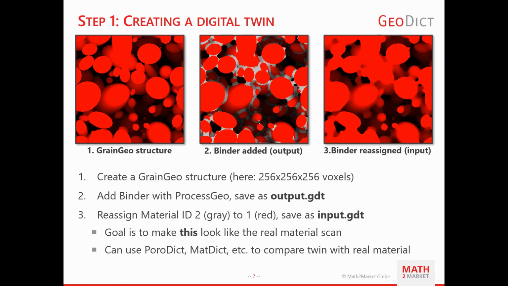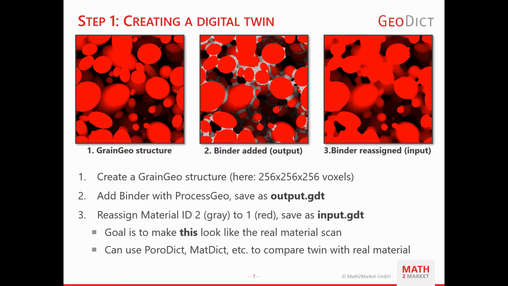The first step in creating our neural network is creating a so-called digital twin. A digital twin is a synthetic microstructure which has similar statistical properties to the material we want to analyze. And of course, we can use the Geodict structure generator to produce such a microstructure. Namely, we can use GrainGeo to generate the grains, as you can see in the first picture.